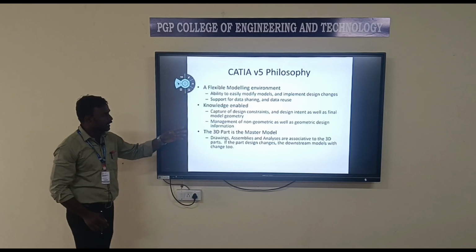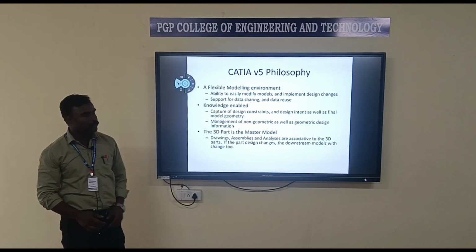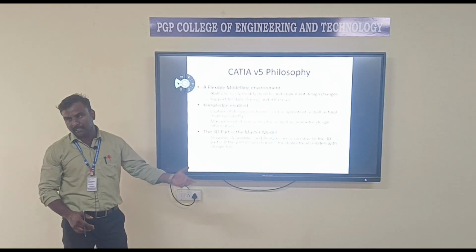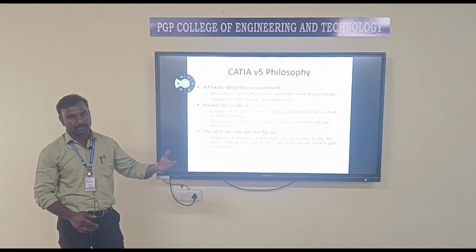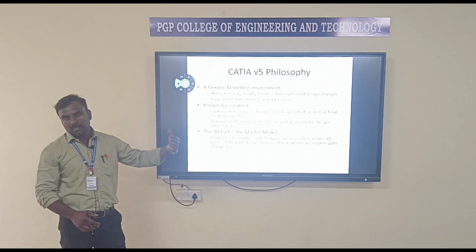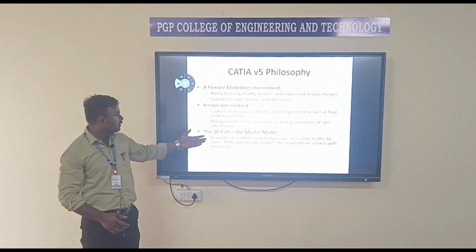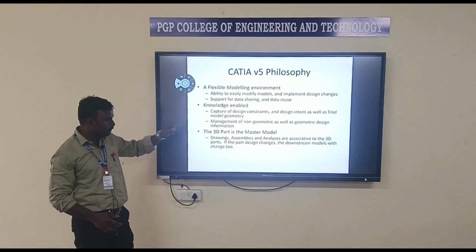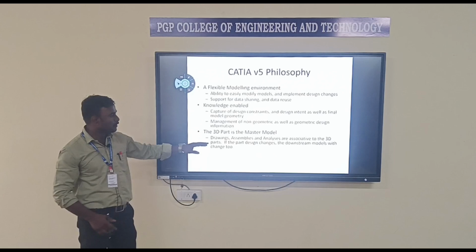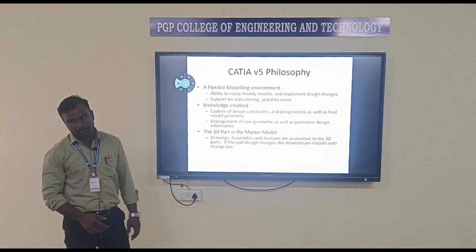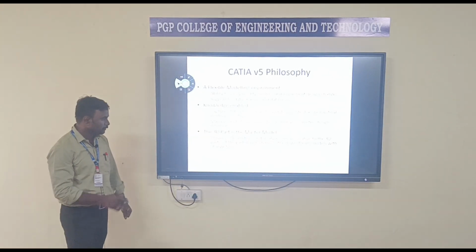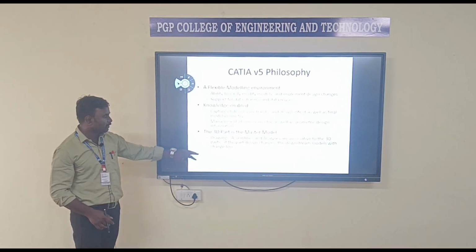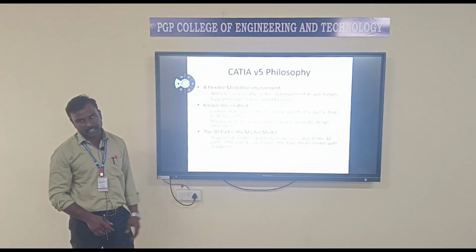As I said, CATIA V5 is a flexible modeling environment. We can share the data with any other kind of software. If you want to do the analysis in ANSYS software, we can share this file to ANSYS. The same thing, knowledge editable: we are using design constraints, and also we can use non-geometric and geometrical design information. And the third one is the master model, where you can assemble all kinds of 3D components.